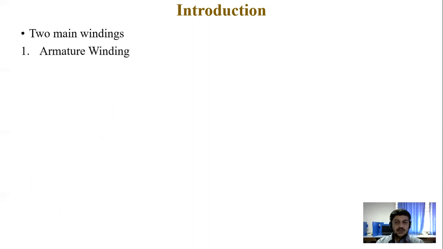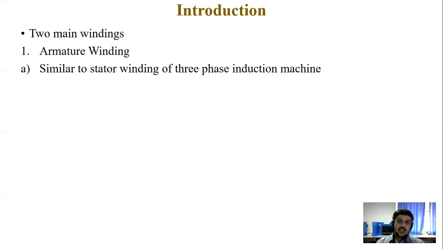One winding is the armature winding. The armature winding is generally present on the stator of a synchronous machine, and this winding is similar to the stator winding of a three-phase induction machine. If you recall the three-phase induction machine concepts, the stator winding is distributed in different armature slots. In a similar way, there is an armature winding for the three-phase synchronous machine. This winding is generally a distributed AC winding, uniformly distributed along the stator core or stator periphery.